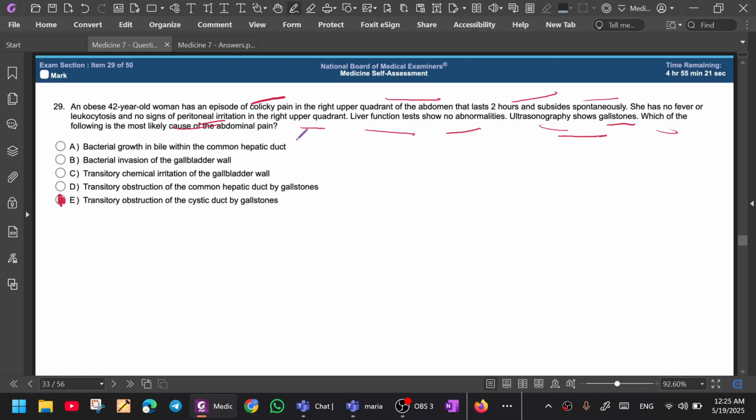That's called biliary colic. Obstruction in the cystic duct is biliary colic, colicky pain. Then the transient obstruction in the common hepatic duct, that one is cholangitis. In the common hepatic duct, there may be bacterial growth, there may be obstruction.